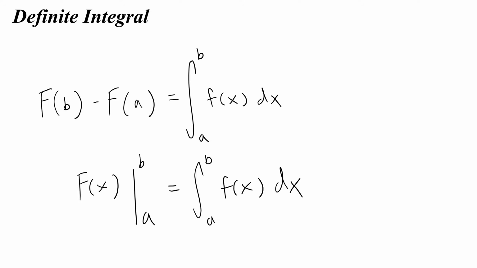Let's do an example. When we do an example, it'll make so much more sense. Find the definite integral of 5x plus 2, from 3 to 4. Okay, so what this wants me to do is integrate 5x plus 2 with respect to x, and I need to go from 3 to 4. So my upper bound is 4, and my lower bound is 3.